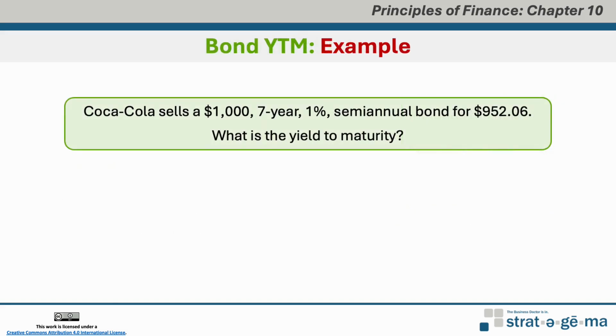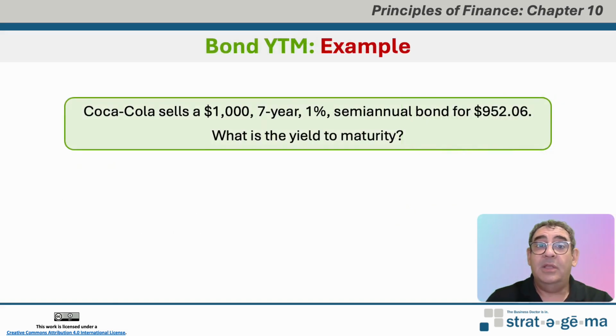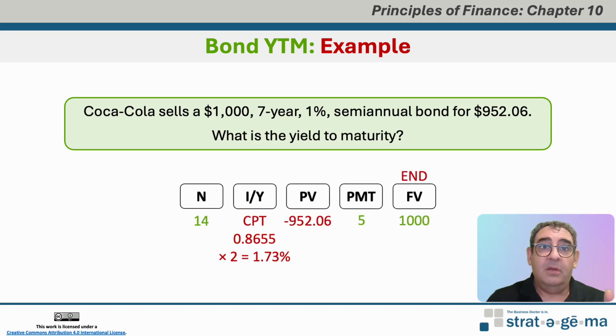Here's an example of where we can now calculate the yield to maturity. Let's say Coca-Cola sells a $1,000, 7-year, 1% semi-annual bond for $952.06. What's the yield to maturity? Using our calculator from left to right, 14N, we're going to skip IY because that's where we're going to calculate. 952.06 plus minus PV, 5 PMT, which is 1% of $1,000 divided by 2, right? 1% of 1,000 is 10, cut that in half to give us 5. $1,000 future value, compute IY, you'll end up with 0.8655.